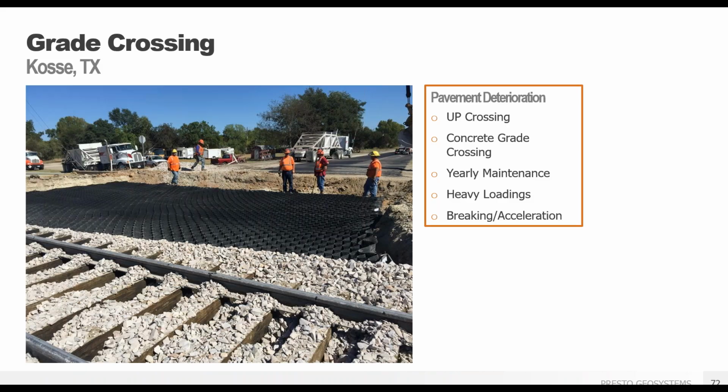So, crossings and diamonds. We do a lot of crossings and diamonds. You get a lot of stress areas here. This one is Union Pacific down in Cozy, Texas. This was adjacent to a concrete plant. They were having a lot of issues with this crossing because heavy trucks were damaging it. Basically, the starting and stopping of those concrete trucks was really leading to a degradation of this crossing, and it had to be maintained on a routine basis.